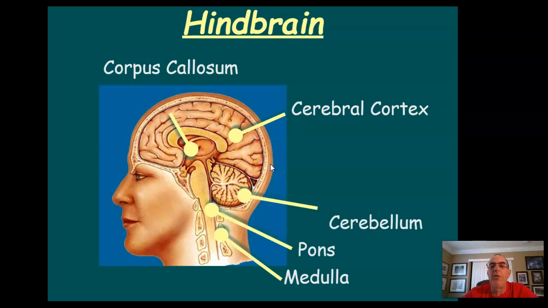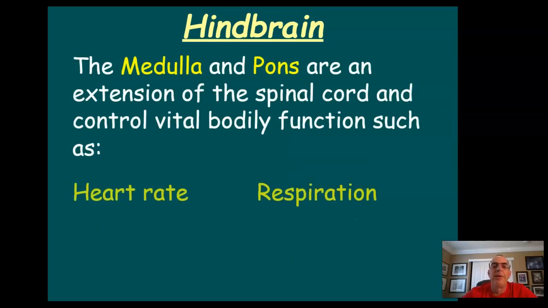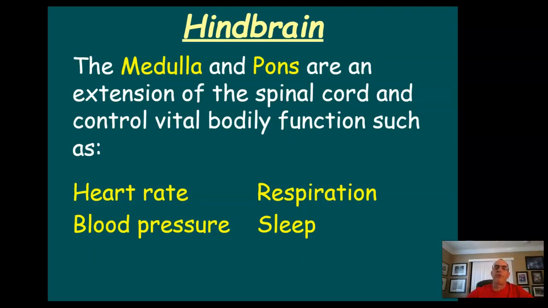Moving along here, along the brainstem, we have the medulla, the pons, and the cerebellum. Those are going to be the important parts there. So the medulla and the pons are responsible for vital bodily functions such as heart rate, respiration, blood pressure, sleep. And if these parts of the brain are destroyed, then the person may have to be put on a respirator for artificial respiration to stay alive.